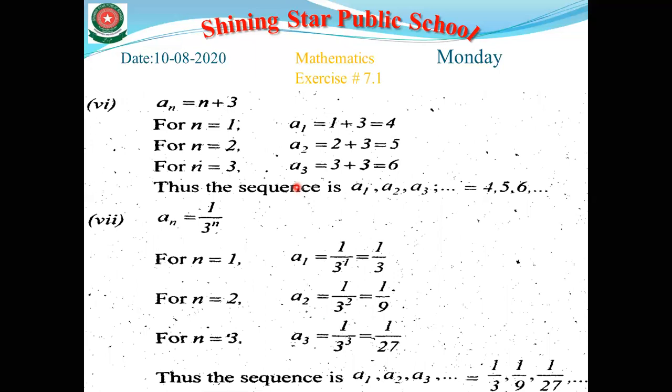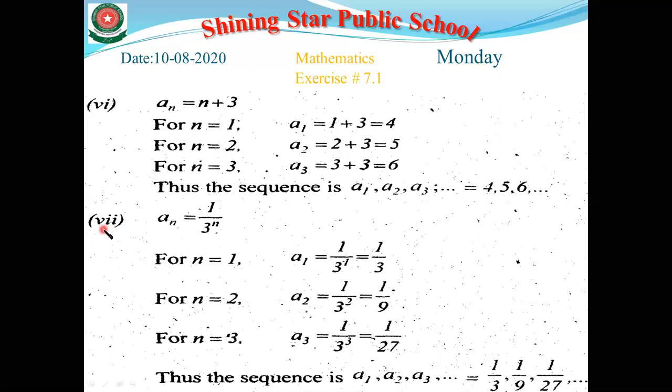Now let's start part number 6. For an equals n plus 3. For n equal to 1, we put n equal to 1, so it becomes 1 plus 3, 4. And for n equals 2, we put 2 here, so 2 plus 3 is 5. And when we put 3, 3 plus 3 is 6. So your required answer is 4, 5, 6.